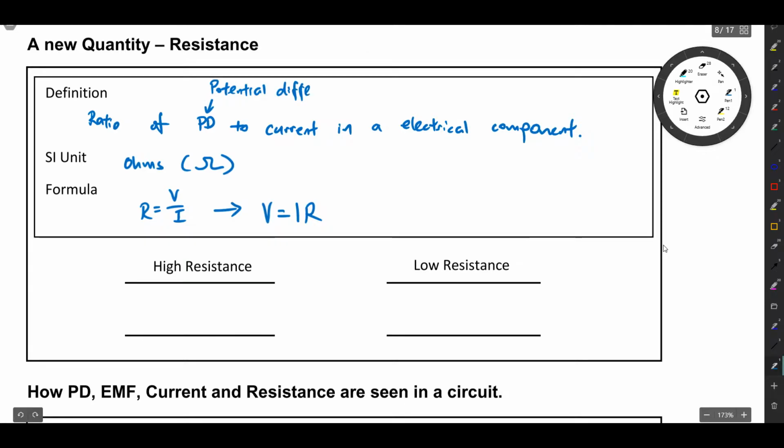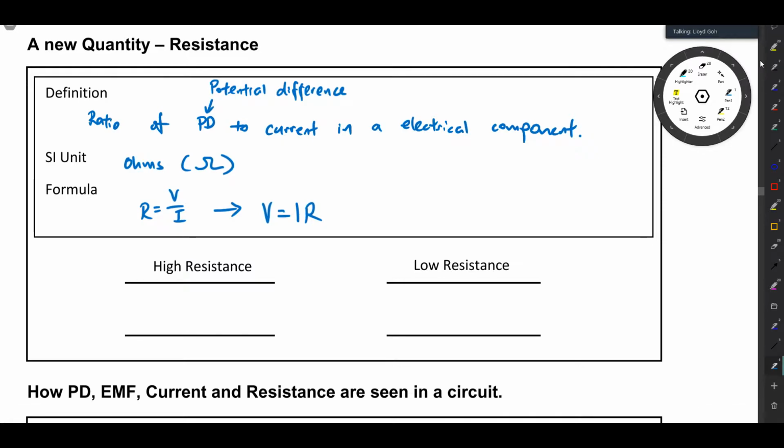Notice I use the word potential difference and not voltage, because we are excluding EMF in this. There's no point in calculating the resistance of a battery, unless you go to JC, then they will introduce you to something called internal resistance, but in our syllabus that doesn't exist. So we will treat the battery as a zero resistance battery. Anyway, that's not true. So we will treat the battery as a zero resistance battery, and that's why here is a ratio of PD to current.